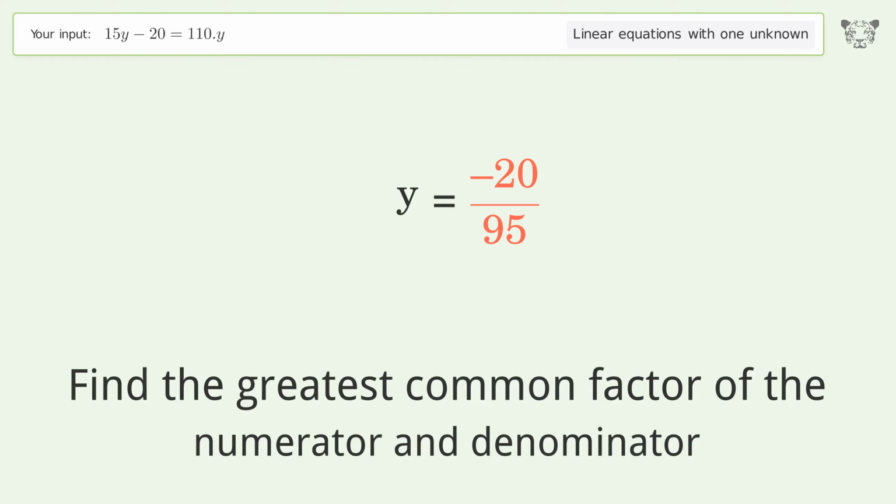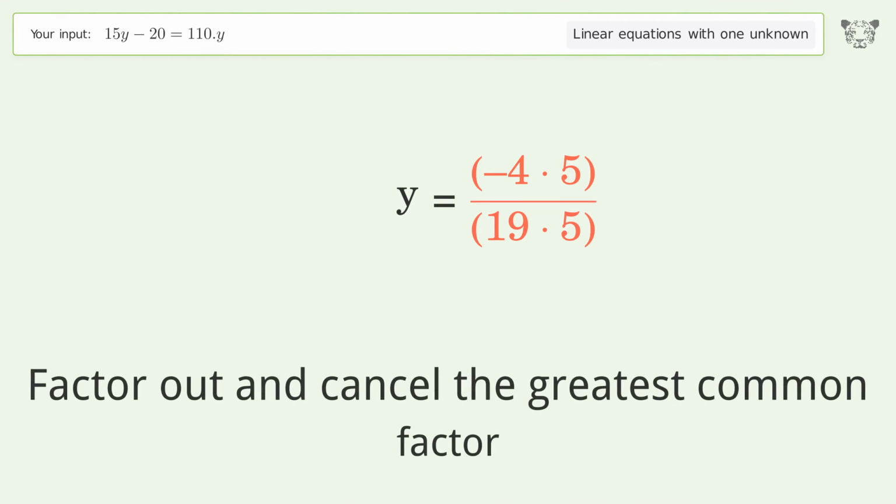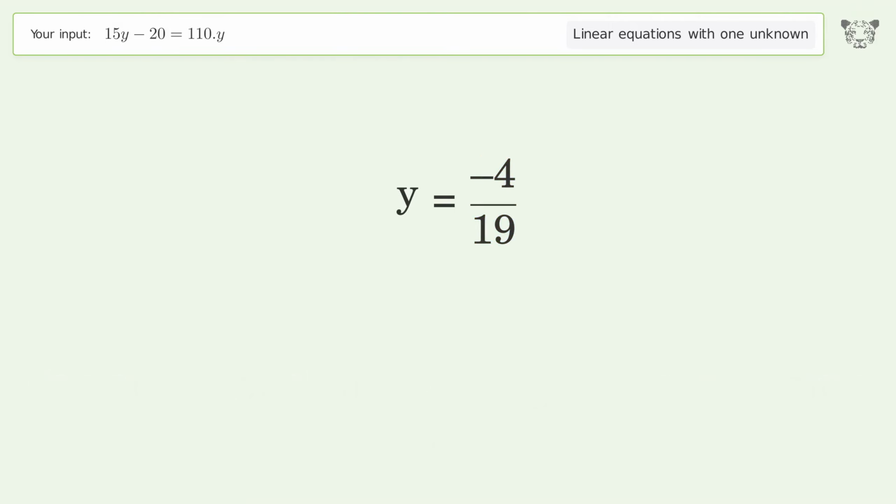Find the greatest common factor of the numerator and denominator. Factor out and cancel the greatest common factor. And so the final result is y equals -4/19.